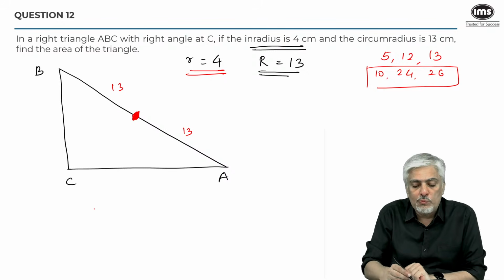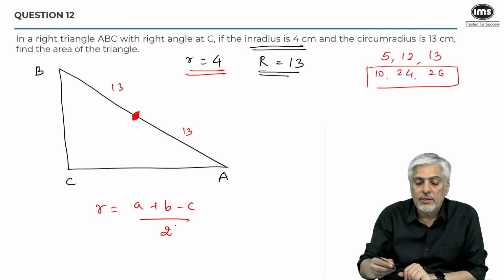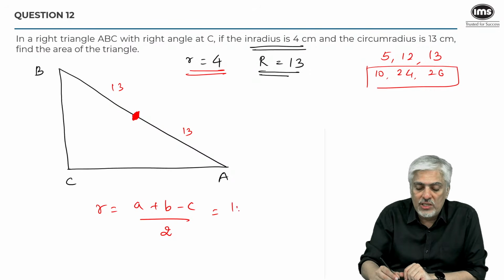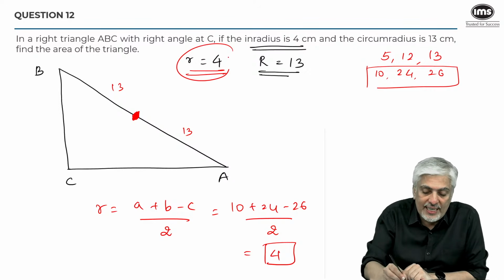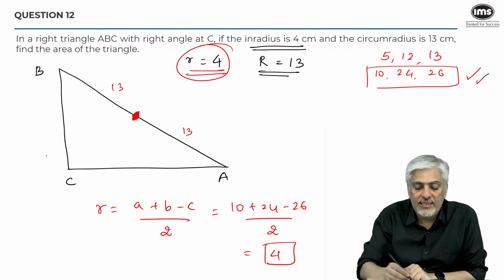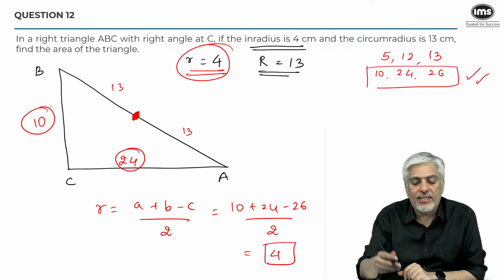What is the formula for small r for a right angle triangle? It is a plus b minus c upon 2. That will be 10 plus 24 minus 26 upon 2. 34 minus 26 is 8. 8 upon 2 is 4, which means it is satisfying. That means this is right. So this is 10 and then this is 24. Use half base into it and you get the answer.